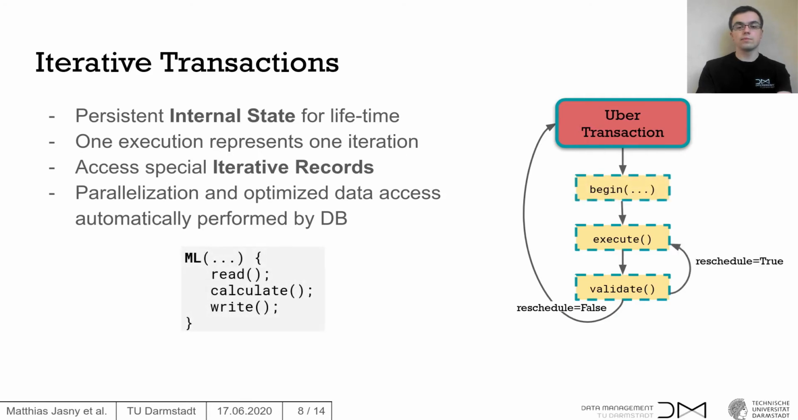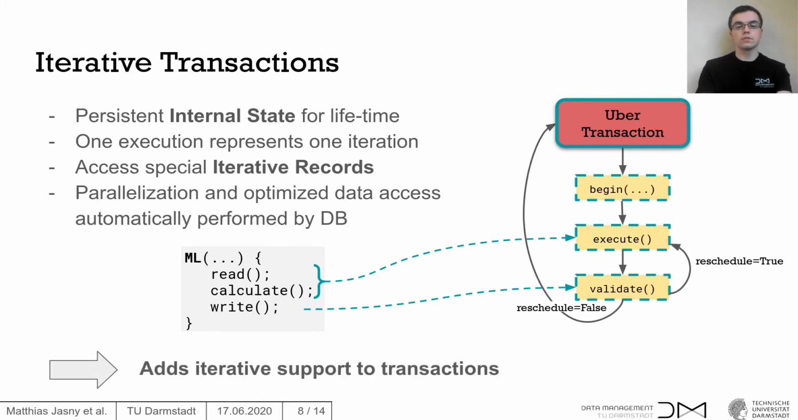Our three steps from the ML side can be simply mapped to the transaction interface as shown here. Writes are done in the validate and can either succeed or fail. So, with this we add iterative support needed for fine-grained execution of ML algorithms by extending the existing transactional model.